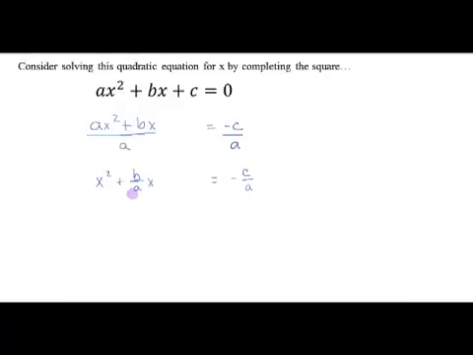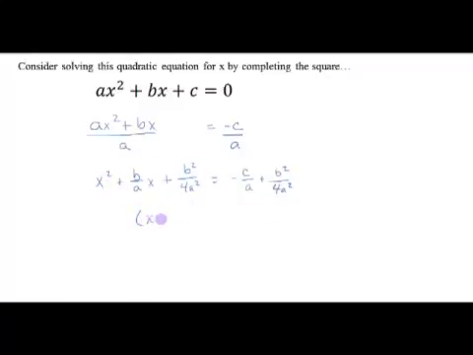Remember that when we do this, we're taking half of that middle term, so half of b over a. When I do that, I get b over 2a, and we need to square that. It gives me b squared over 4a squared. Now we'll have to add b squared over 4a squared to the other side as well to keep our equation balanced. Now I can go ahead and factor the left side.